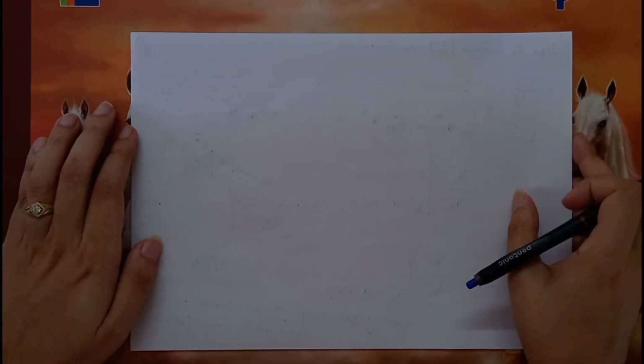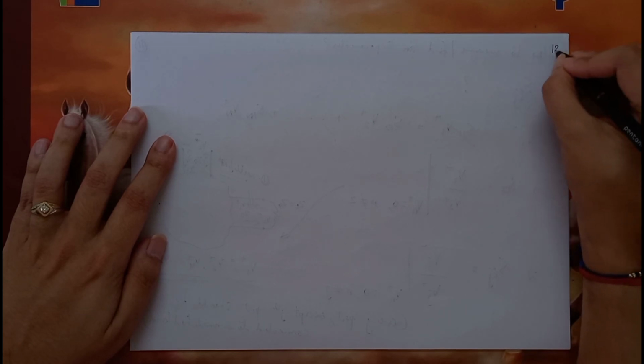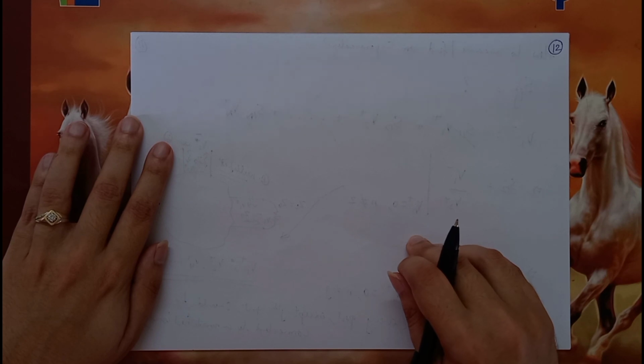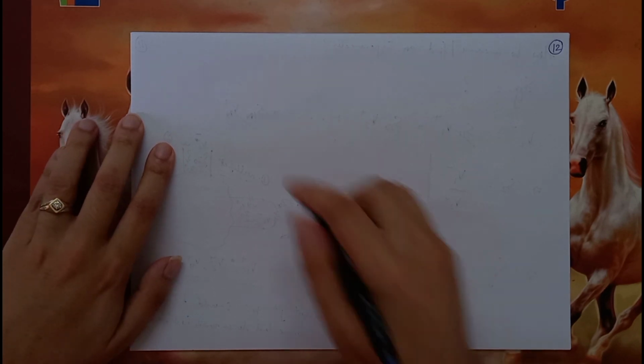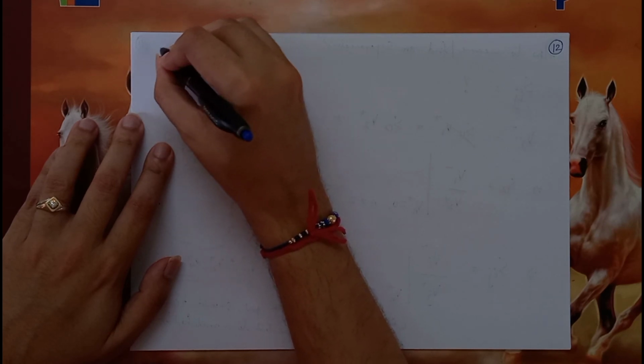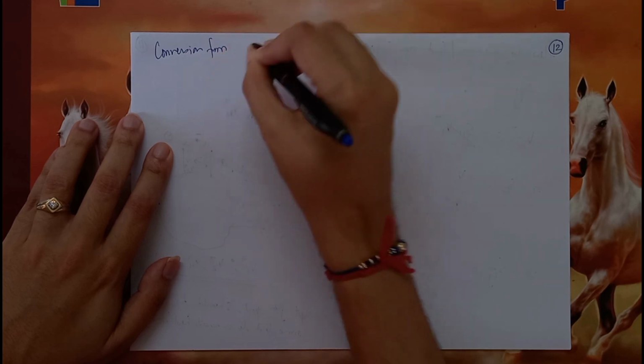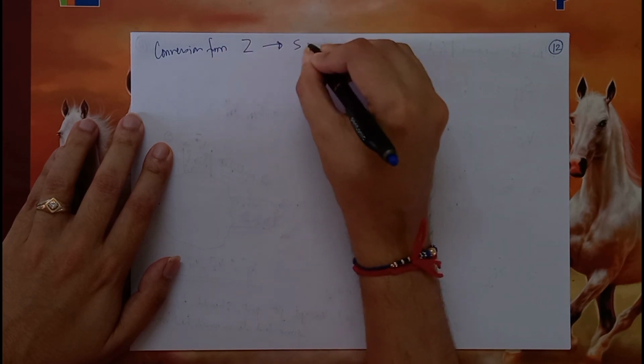So let us say I have a two-port network. Let us say I have a two-port network whose Z parameters are known to me. Then in that case, from the Z parameters, I can very easily find out what the S parameters are. How? So I'll say conversion from Z to S parameters.